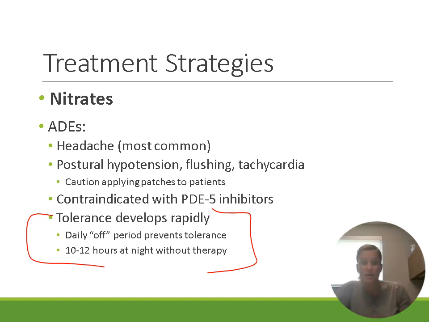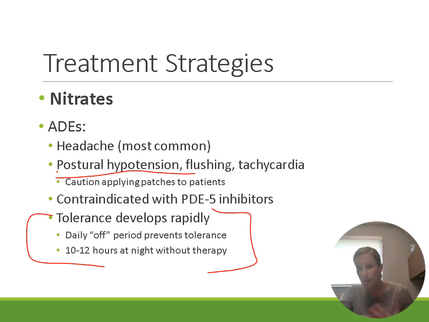First off, adverse drug effects of nitrates. Headache is the most common. We know that headaches have something to do with blood flow changes in the brain. So like dilation followed by constriction, or constriction followed by dilation. These big blood vessel changes, blood flow changes in the brain cause headaches. So something that causes vasodilation can cause a headache. Postural hypotension, flushing, and tachycardia.